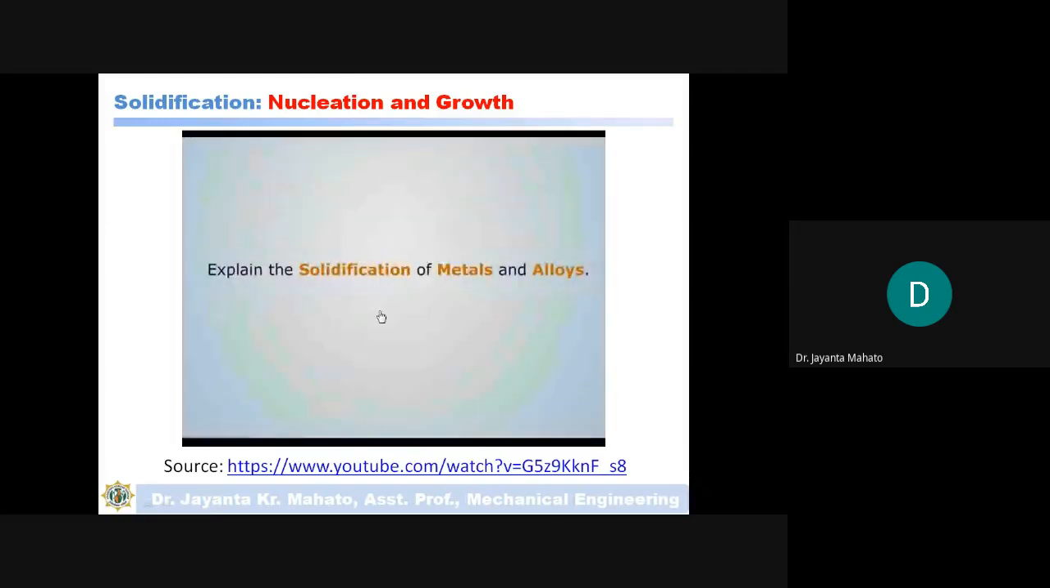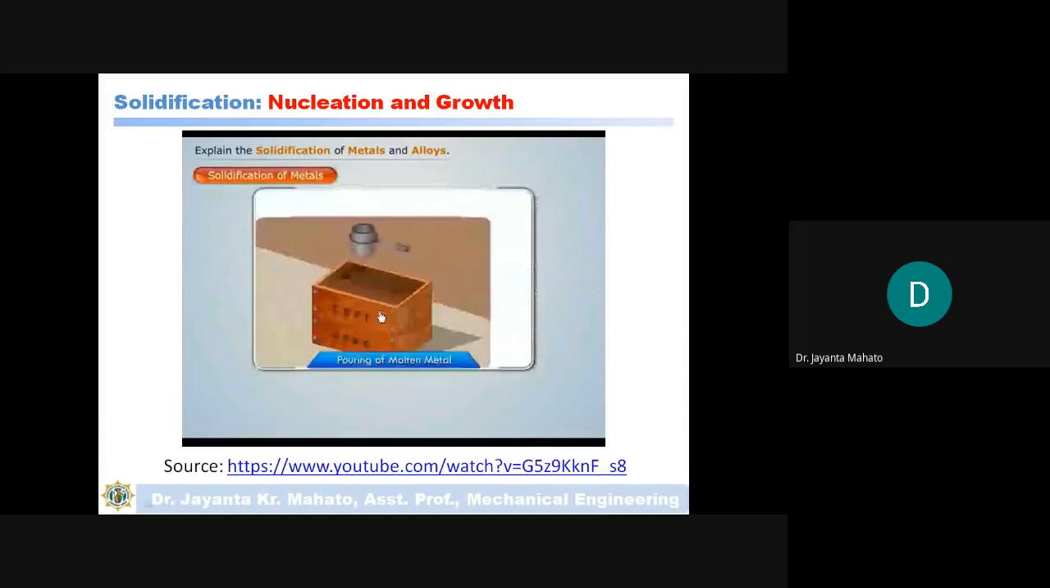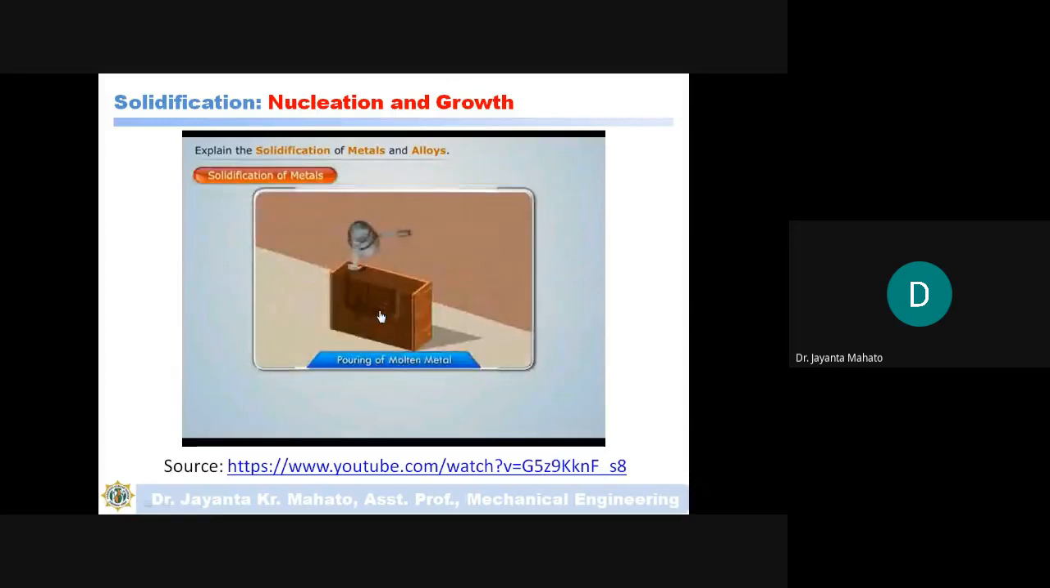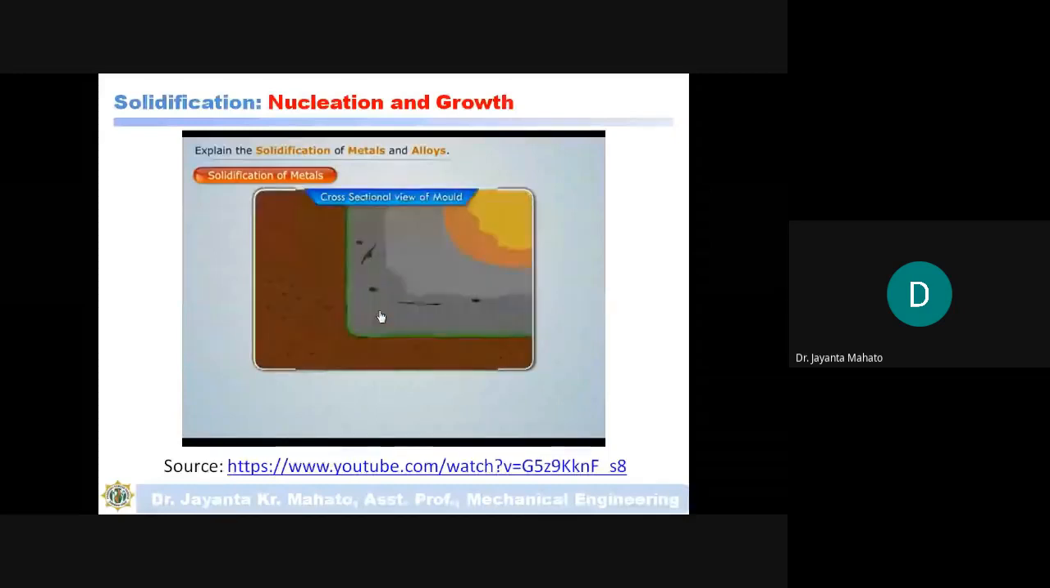Of metals and alloys. First, let's discuss the solidification of metals. When we pour the molten metal in the mold cavity, we see that the solidification process starts from the sides of the mold, So then moves solidification towards the starts molten from the metal. side of the wall. Just remember this.